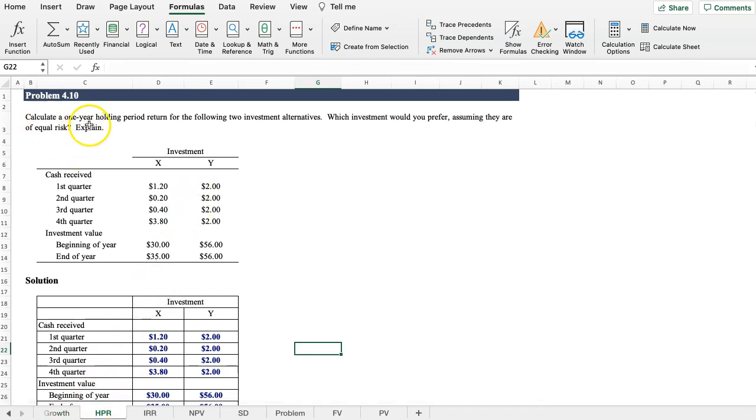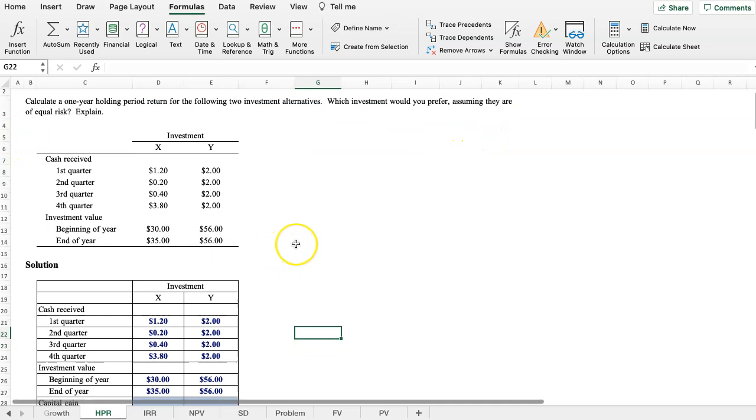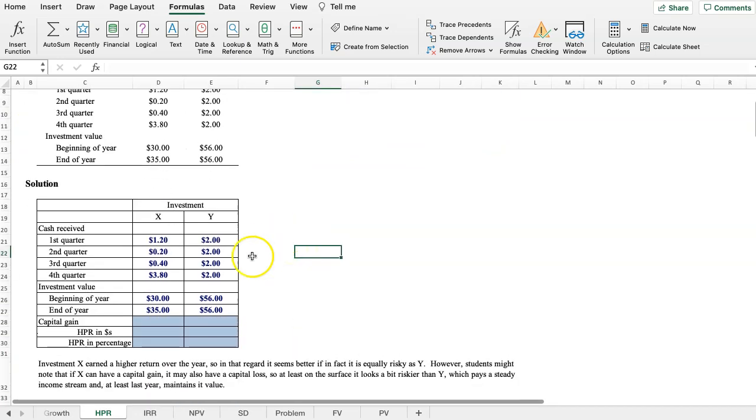Okay, so let's go to the holding period return, the HPR. Calculate the 1 year holding period return for the following 2 investment alternatives. Which investment would you prefer, assuming equal risk? Okay, so here, what we can do is calculate these 2 investments.